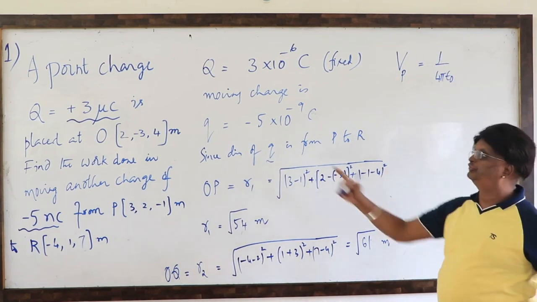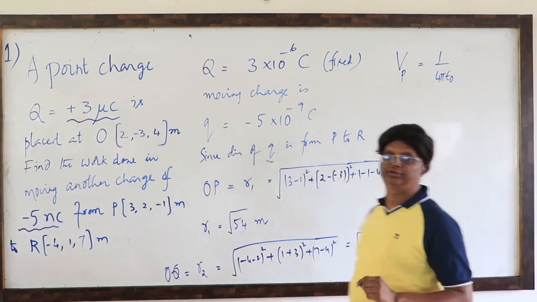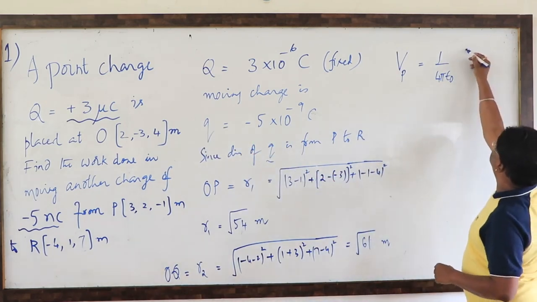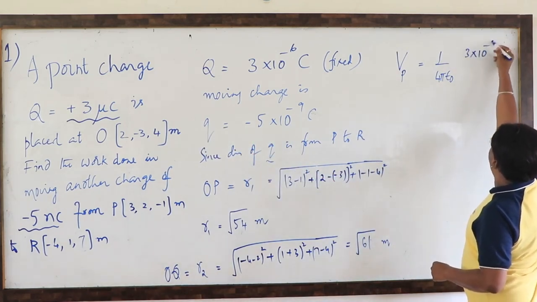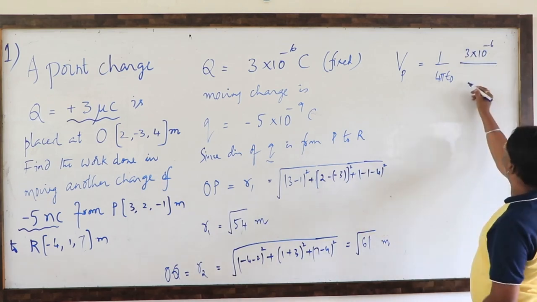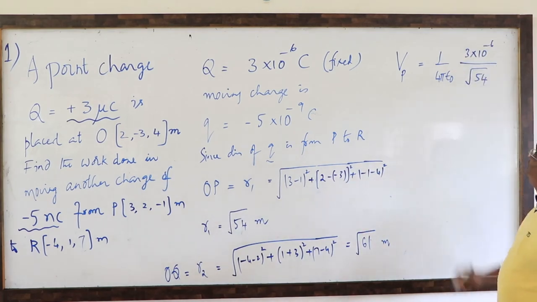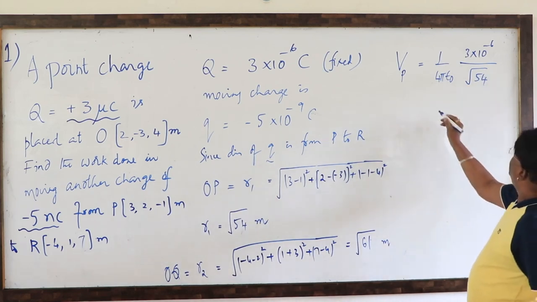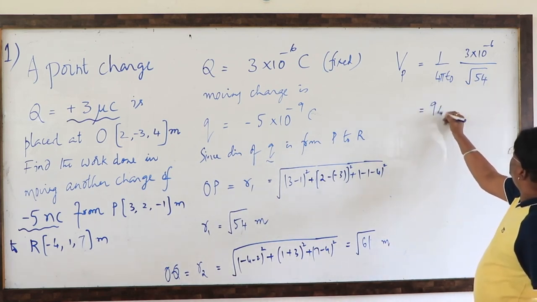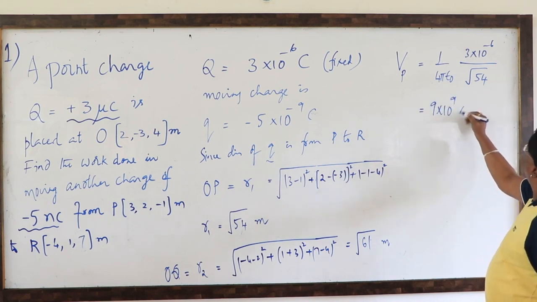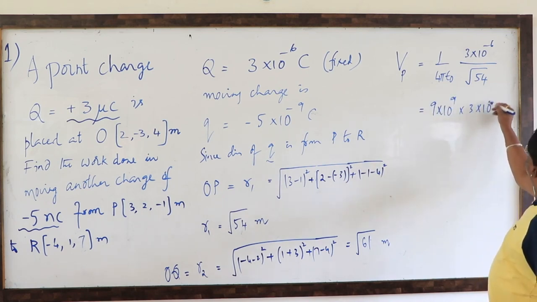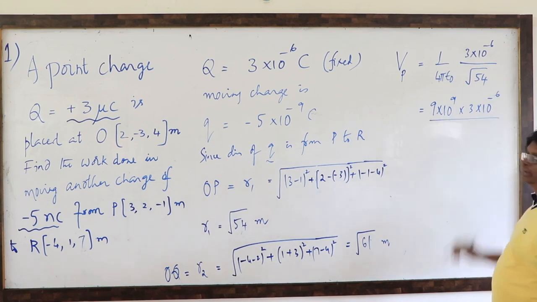The potential is due to which charge? The fixed charge, which is 3 microcoulomb. Therefore, this is 3 micro, and what is the distance? It is under root 54. This is what is Vp value, and this will be 9 into 10 raised 9, 3 into 10 raised minus 6, and what is that?